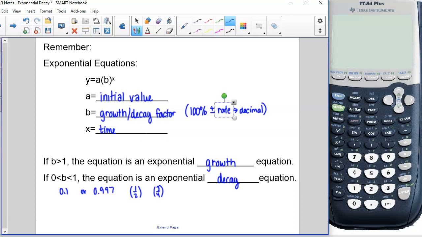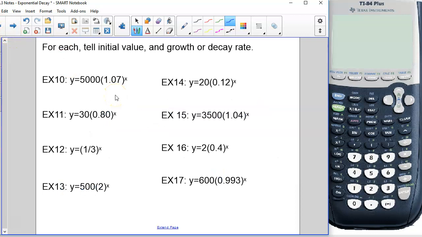All right, so let's look at the next problem. I've got several here. Some of them are growth, some of them are decay. The first thing I want you to do right now is go through and decide which ones are growth and which ones are decay. Just right now, you don't have to do initial value. You don't have to do anything else. Just do growth or decay.